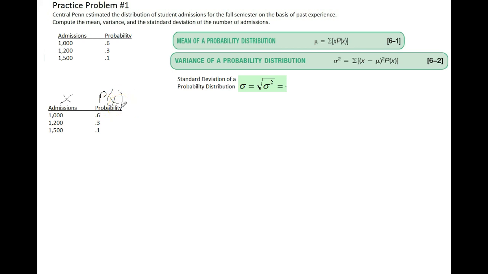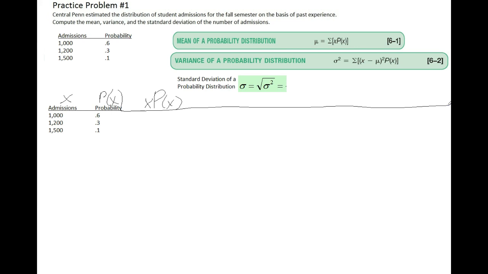Okay, next thing we need to do, we need to find the mean. So the mean is calculated by finding the sum of X times the P of X. So admissions times probability. I'm just going to carry that on over.